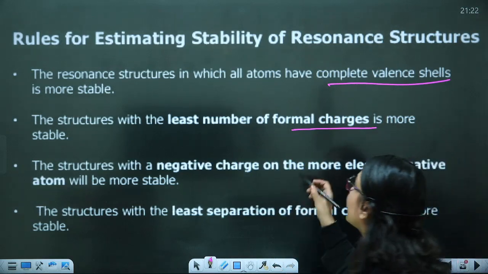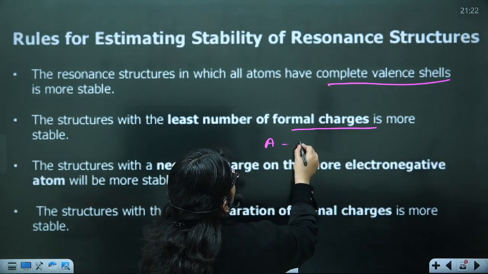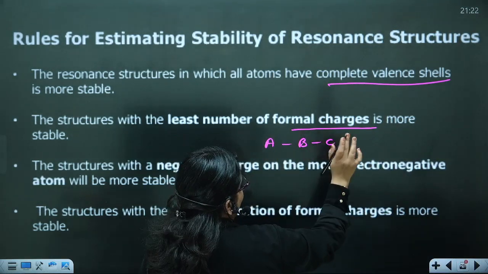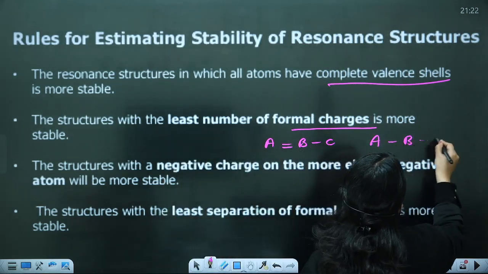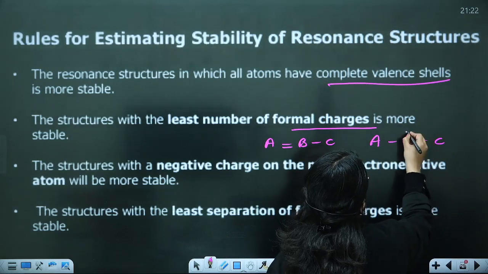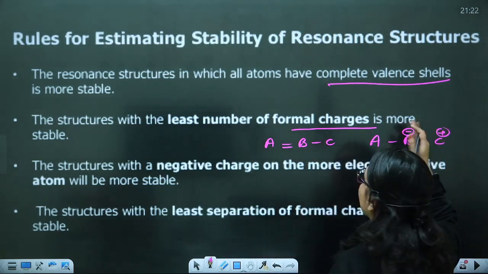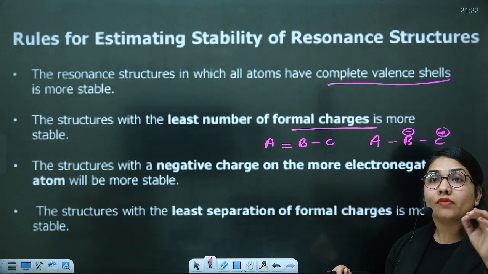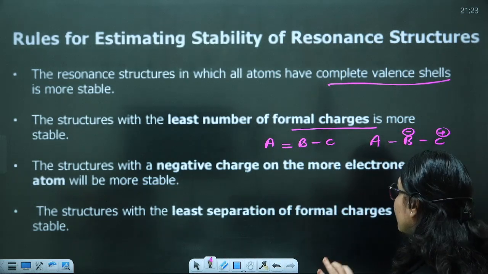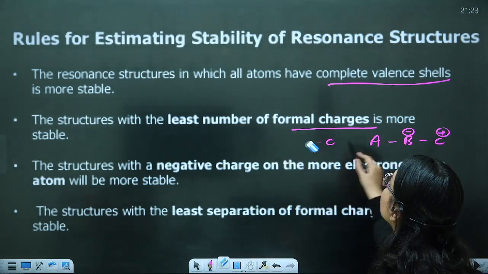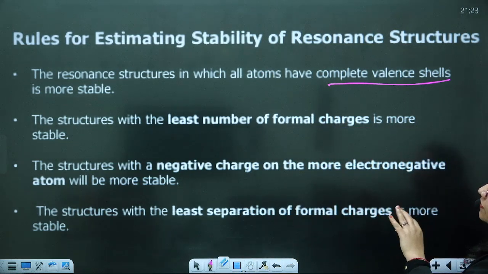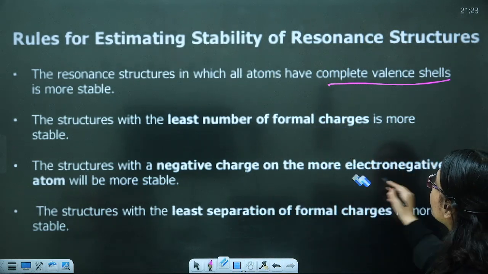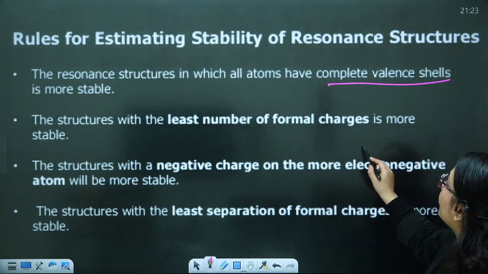It means that if we have some structure ABC, and we also have ABC with negative or positive charges, something like that, then the one which has no charges or the least formal charges will be the stable one. The structure with the negative charge on the more electronegative atom will be more stable.